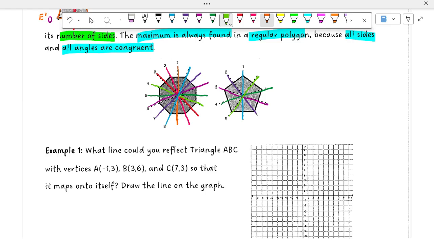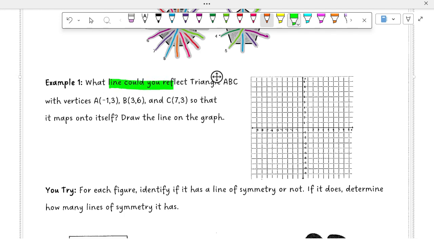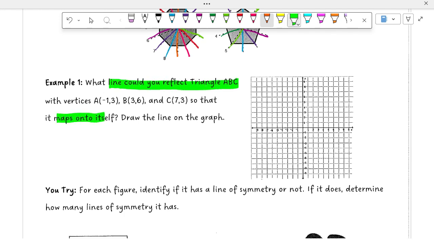All right. So let's do an example. For this one, they want to know what line could we reflect triangle ABC on so that it maps onto itself. So let's go ahead and graph this real quick. So I have (-1, 3) to be A, (3, 6) to be B, and (7, 3) to be C. This is A, B, and C.